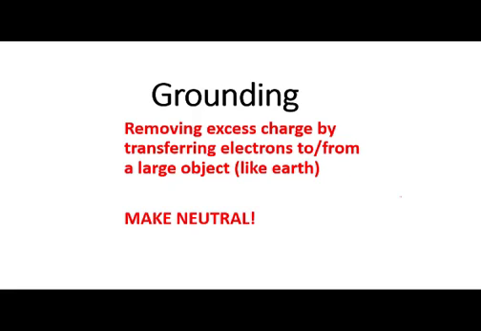The next method of charging something is called grounding. Grounding is actually the removing of a charge, usually. So the definition is removing excess charge by transferring electrons to or from a large object. So like Earth, and that's why they call it grounding. So in the end, what grounding does is usually it makes something neutral, usually. I'll show you an example.